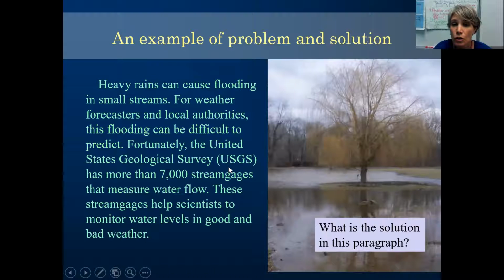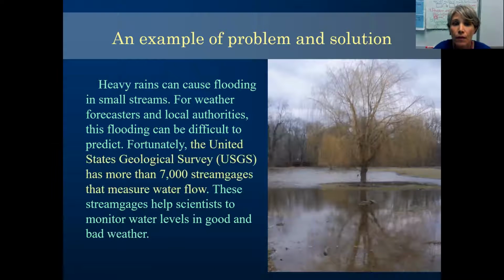Now, what is the solution in this paragraph? The solution is right here. The United States Geological Survey has more than 7,000 stream gauges that measure water flow. So they've put those stream gauges out there. They measure the water flow when it rains, when it doesn't rain, and then they know, well, if we're expecting this much rain, we know that there will be this much water in the stream. So it measures the fluctuations there, or the changes.